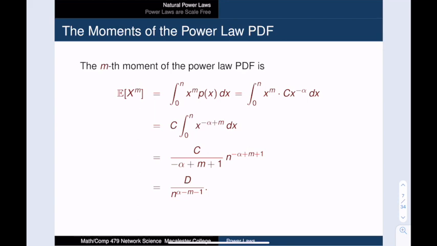In our case, the continuous power law PDF is some constant times x to the negative alpha. Evaluating this integral is a fairly elementary computation, and here we assume that minus alpha plus m is not equal to negative 1. The result is some constant d divided by n to the alpha minus m minus 1. And for us, this maximum value n corresponds to the size of our network.